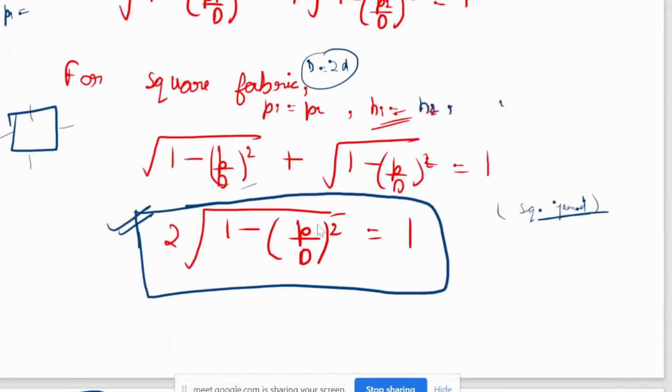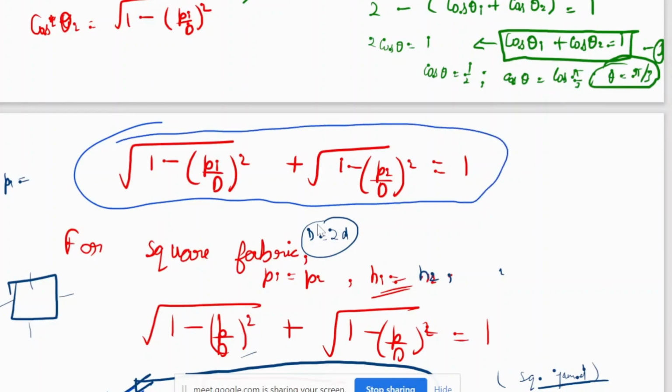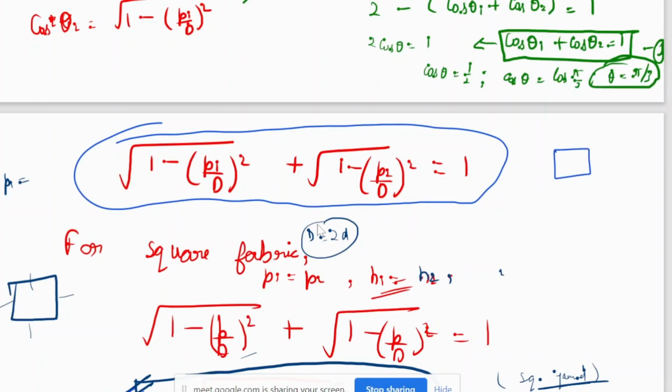If it is a square fabric, then 2 under root 1 minus (p by d) whole square is equal to 1 for a square fabric that is both side jammed. If it is not both side jammed, then the equation is 1 minus (p1 by d) whole square plus p2 by d is equal to 1, because in a square fabric everything is equal. Everything means p1 is equal to p2, h1 is equal to h2, small d1 is equal to small d2, so all these things are equal, so it is 2 times.